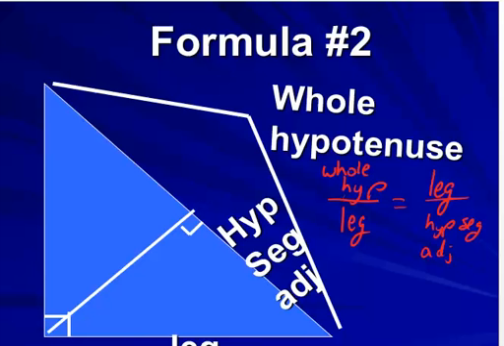So if I'm using this leg that you see at the bottom of the triangle, I'm using this hypotenuse segment that's adjacent and the whole hypotenuse. Where if I'm using this leg that I just scribbled on in red, I'm using the piece of hypotenuse closest to it and the whole hypotenuse. So you really have to watch which leg you're using.